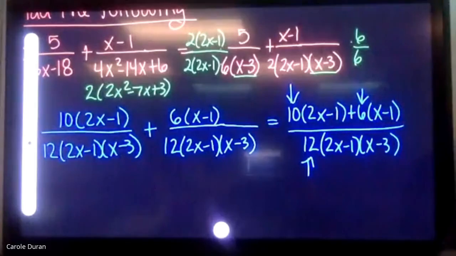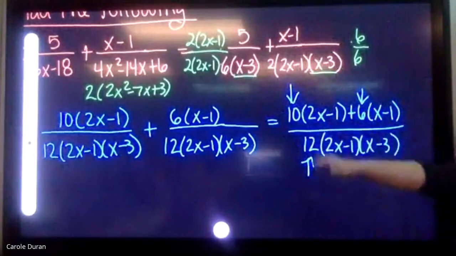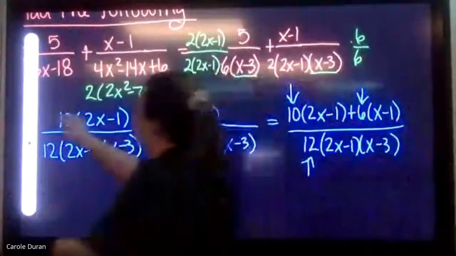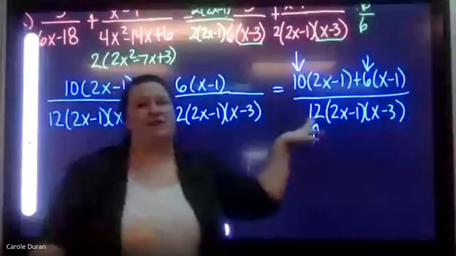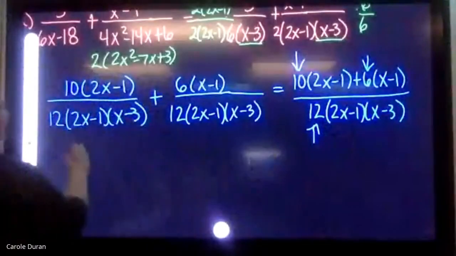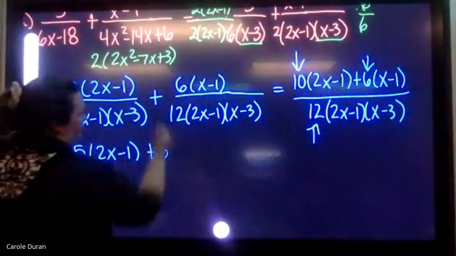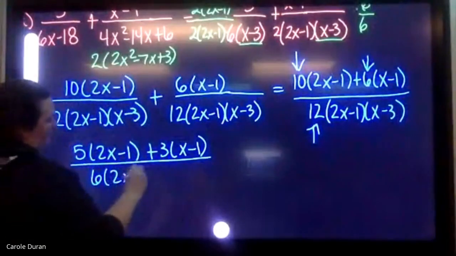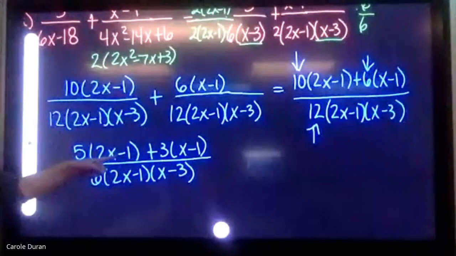It's okay if we put too much stuff in because we can always simplify it out here. So that's what I'm going to do before I start distributing. I'm going to take a 2 out of all 3 of those whole numbers. I can do that because all of them are being multiplied into all of my terms. So then this becomes 5 times 2x minus 1 plus 3 times x minus 1 over 6 times 2x minus 1 times x minus 3.